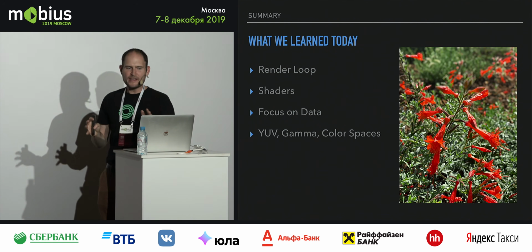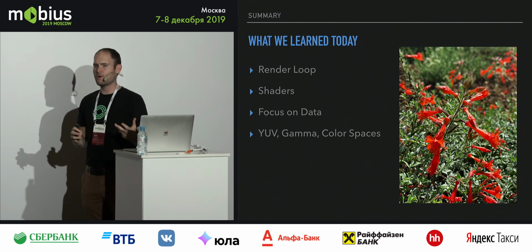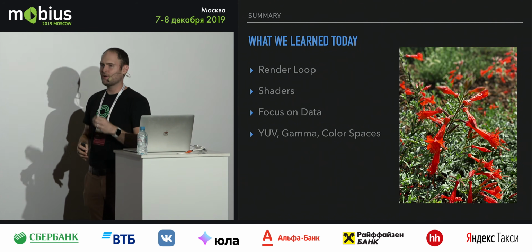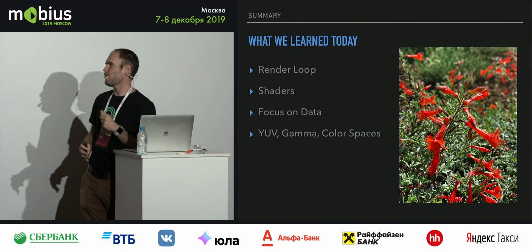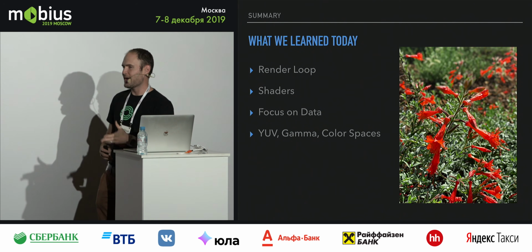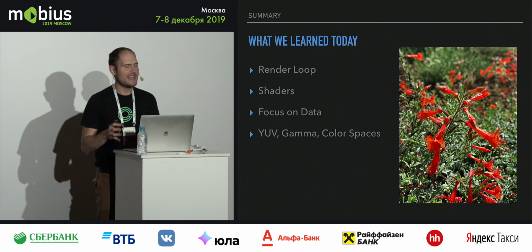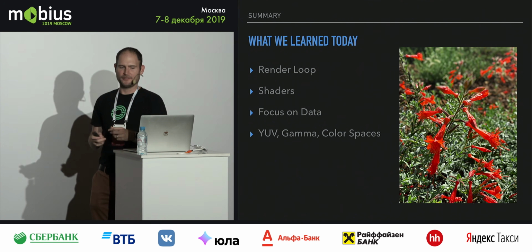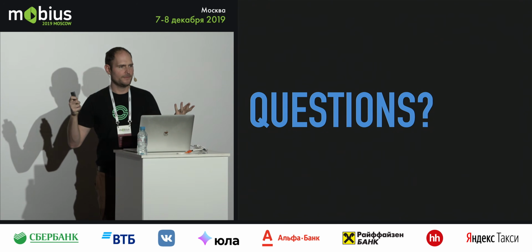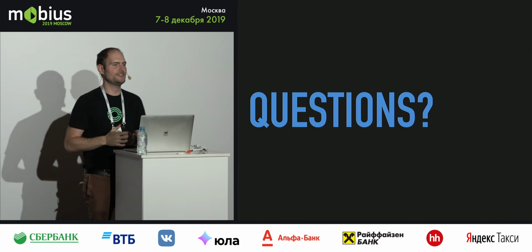So what did we cover today? We talked about the core render loop. We talked about shaders, how to focus on data, and that's most of the secret in performance. And we talked a lot about theory, YUV, gamma. Please, everyone in this room, please study gamma, and working with color spaces. And then you have a video renderer. Cool. So does anyone have any questions?